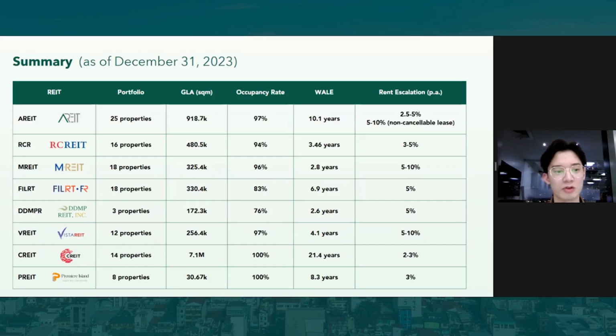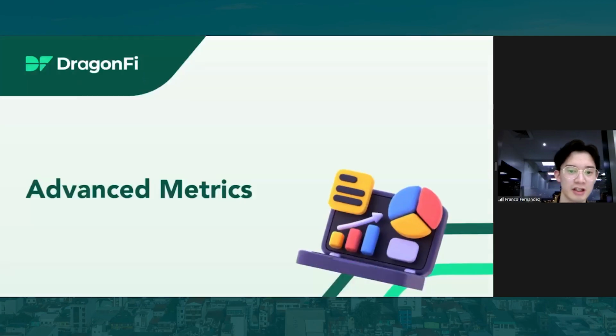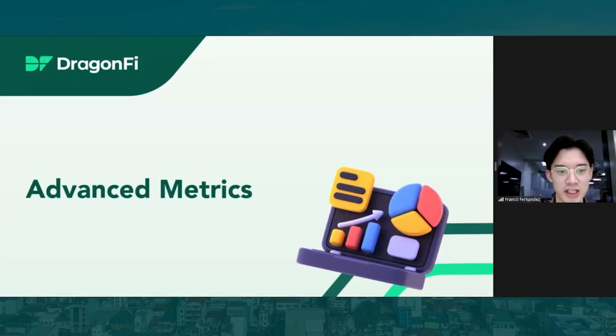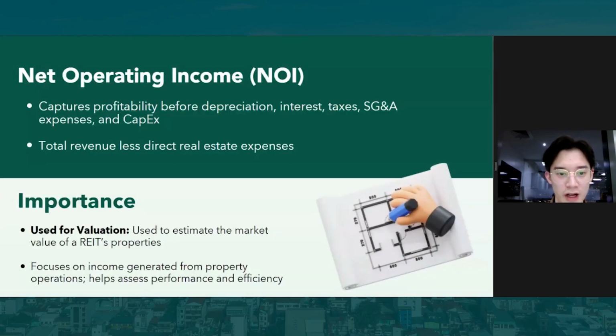Okay, now it's time to move on to the main topic of this webinar. Let's start with the advanced metrics that will help us later when we talk about valuing a REIT. So the first one is called net operating income, or NOI for short, which captures a REIT's profitability before depreciation, selling, general, and administrative expenses, or SG&A, interest, taxes, and capital expenditures, or CapEx. Essentially, it excludes non-operating income and expenses. It's calculated by deducting the direct real estate expenses from the total revenue.